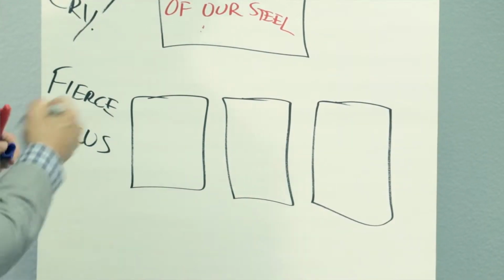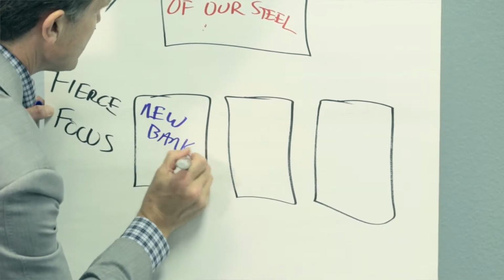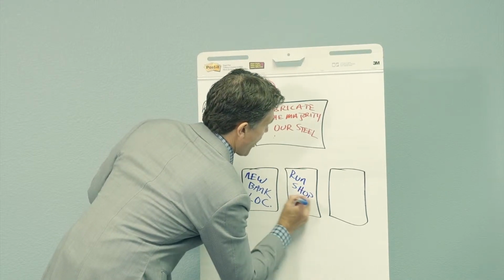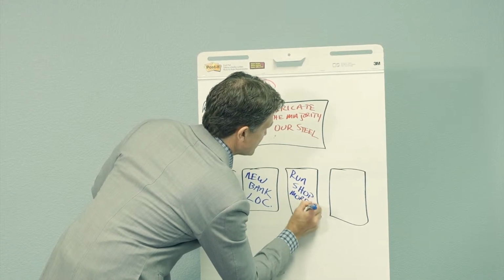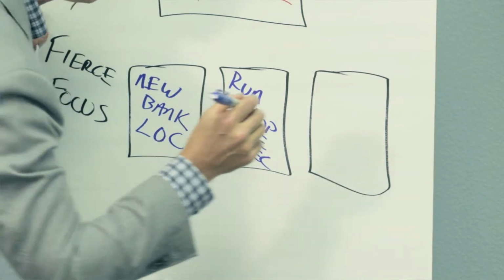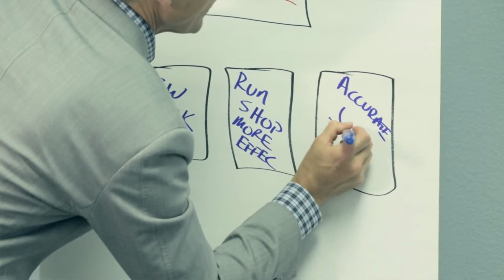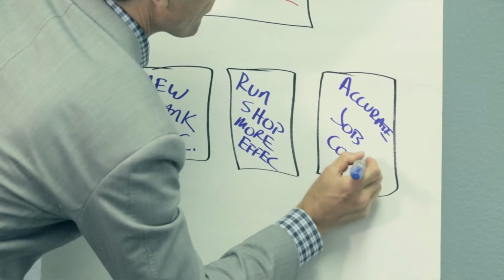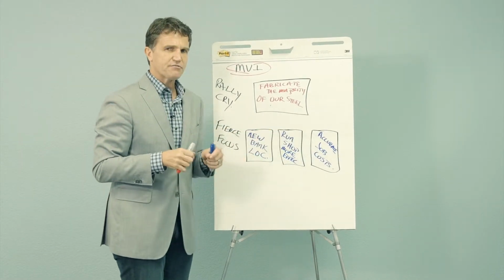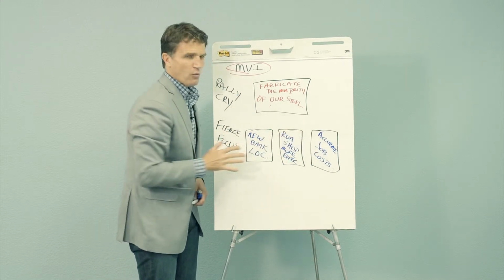The first area was to get a new bank line of credit. The second area was to run the shop more effectively. And then the third area was to get more accurate job costs. What they did then is they assigned one individual to each one of these three areas as the person responsible for making sure that this fierce focus was achieved.